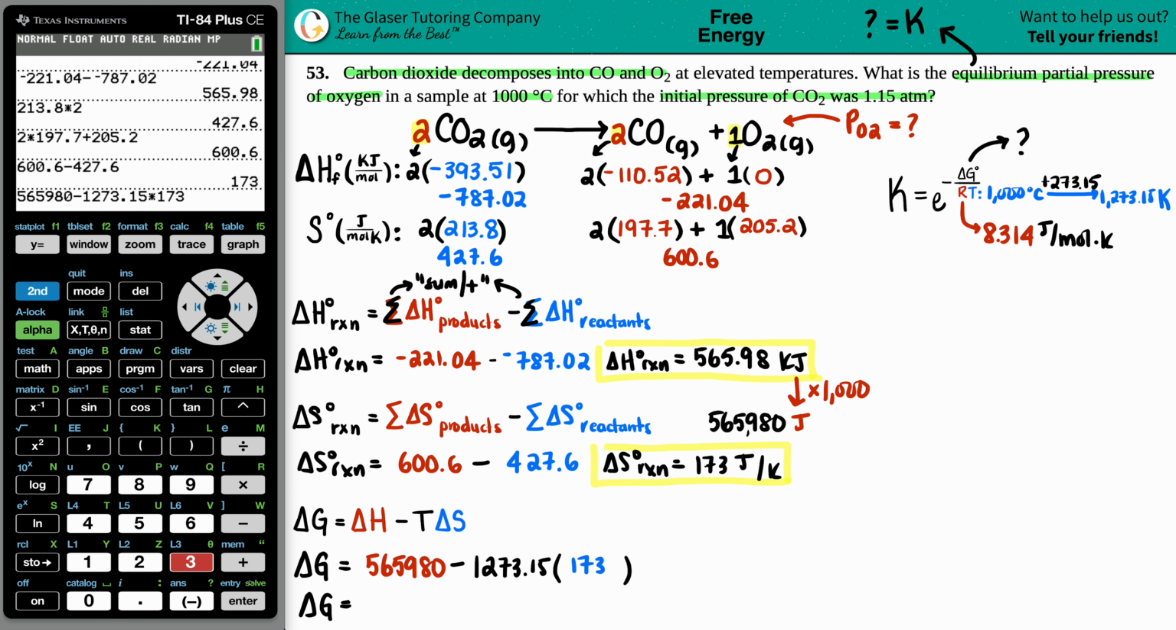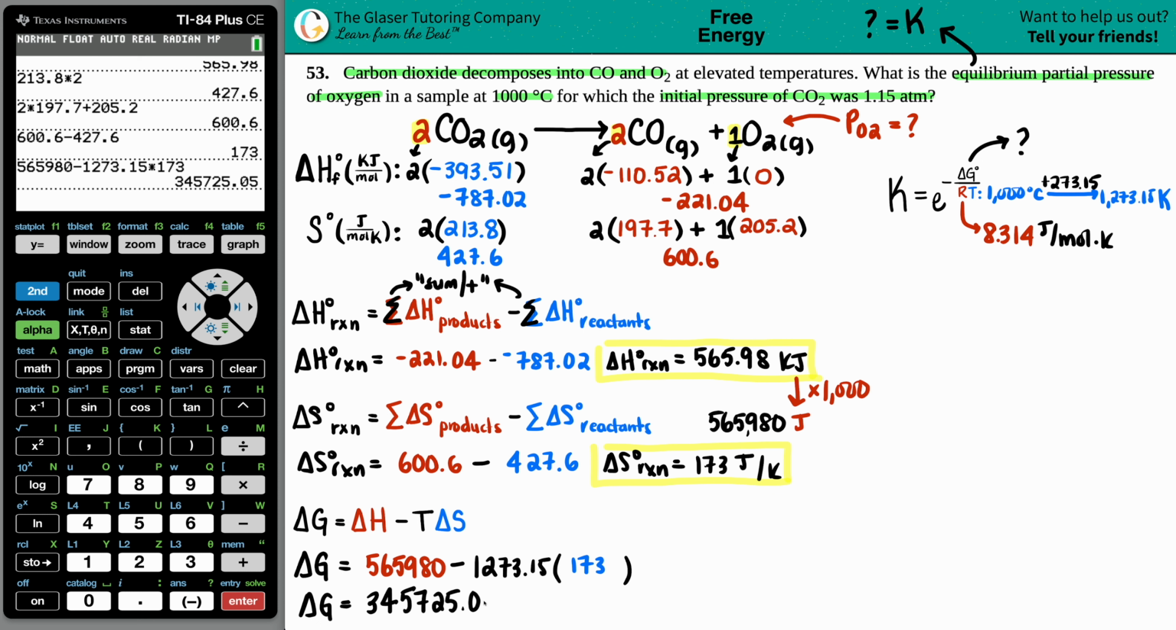And that looks good to me. Press enter. Non-spontaneous, it's a positive value. I'm not going to round because that's not the final answer. But we found one of the question marks that we wanted. Units here would be in joules. All right, 1 question mark down, 2 to go.